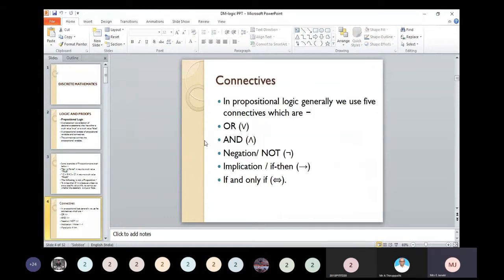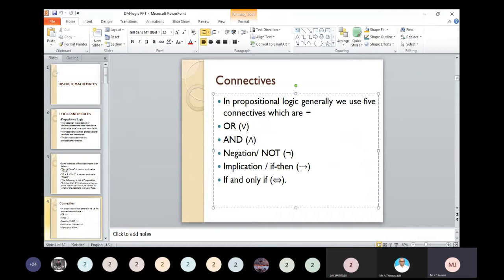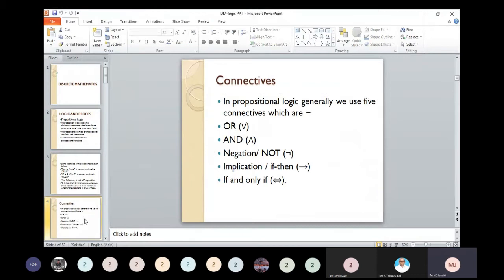In this topic, we will see the 5 connectives: or, and, negation, implication, and if and only if. Implication means if P, then Q. This is called a conditional statement. If and only if is called a biconditional. OR means disjunction, AND means conjunction, and this is negation, that is, not. Implication means if P, then Q, and if and only if means a biconditional.